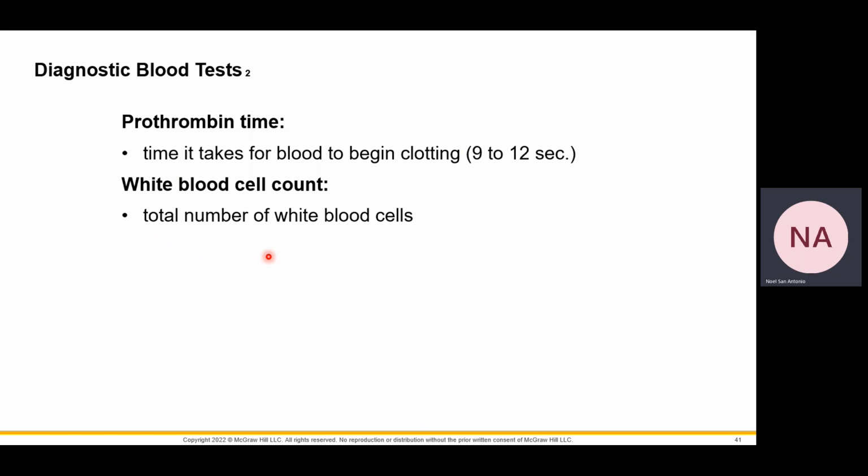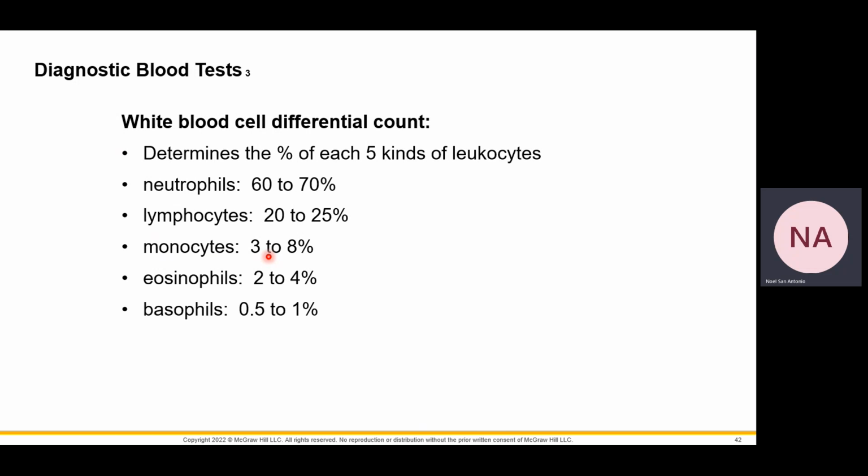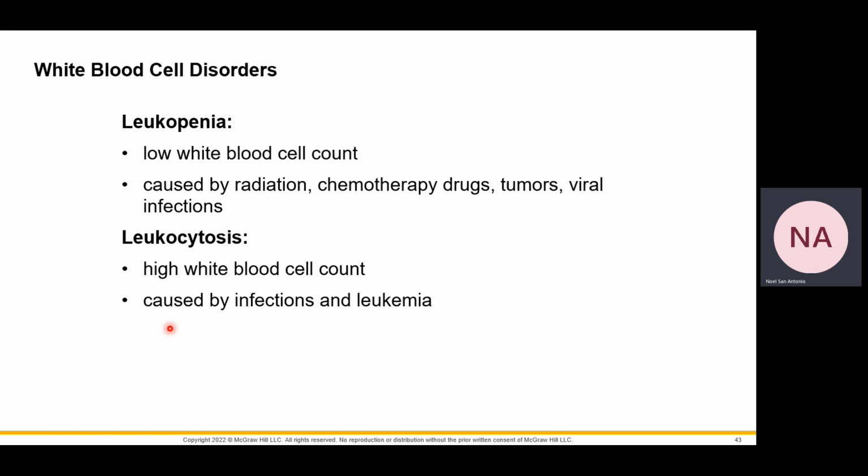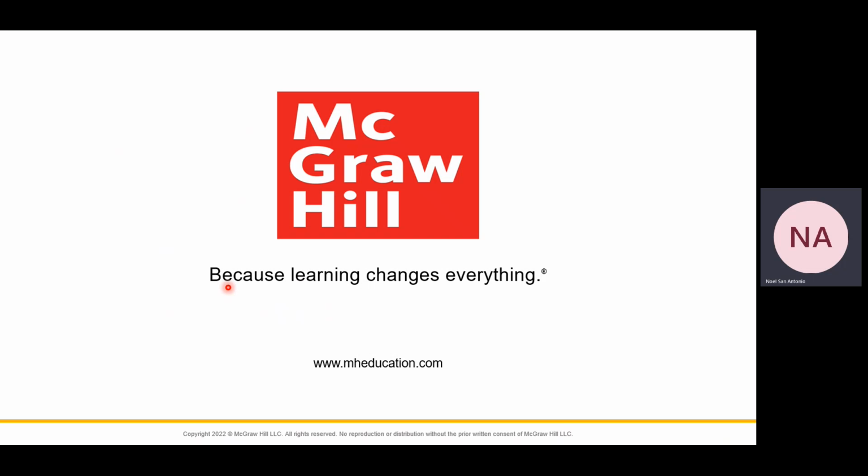Okay na to. Prothrombin time, white blood cell. Ito yung white blood cell differential count. Nandun din yan sa figure kanina. And we said that the most numerous are the neutrophils. Pinakakonti naman yung basophils. Okay? Leukopenia is the term that is used when there is low white blood cell count, while leukocytosis is the term that is used for high or excessive white blood cell count. Okay? So that ends our discussion for blood.